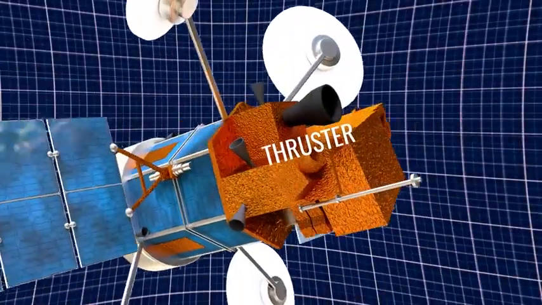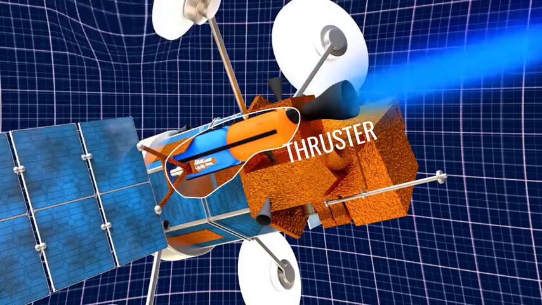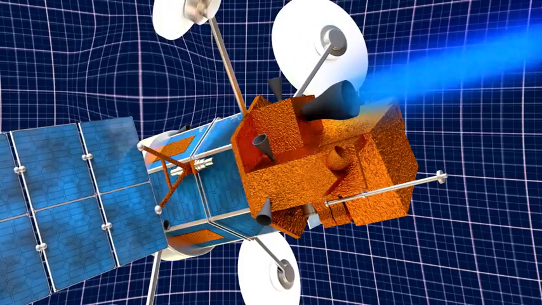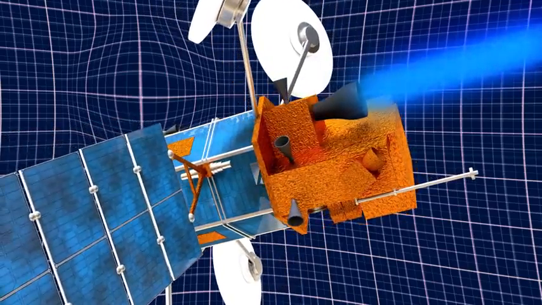The gravitational field experienced by a satellite is not uniform due to irregularities on the Earth's surface and the presence of the Moon and the Sun. The thruster produces a very minute amount of force to always keep the orientation and position of the satellite correct.